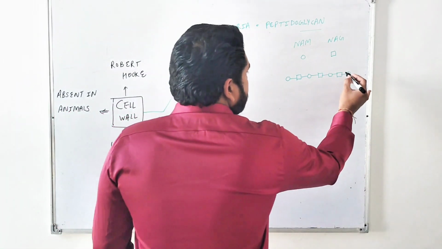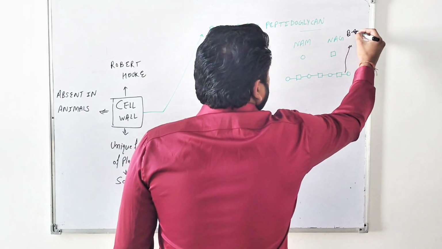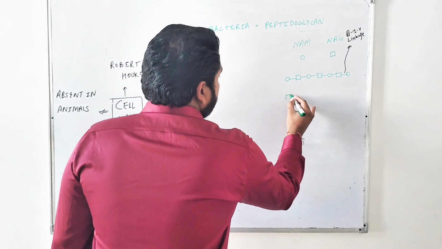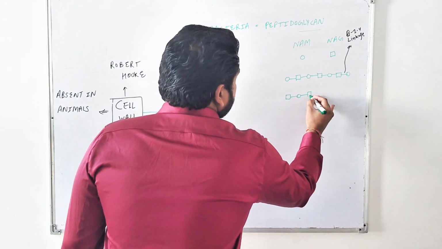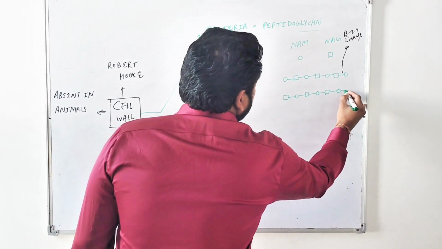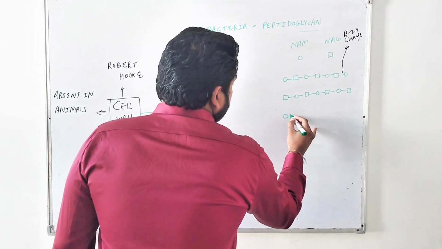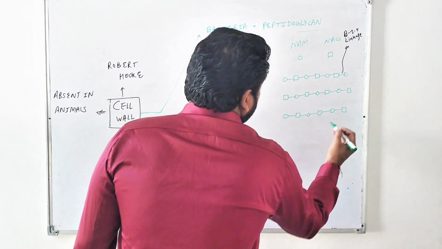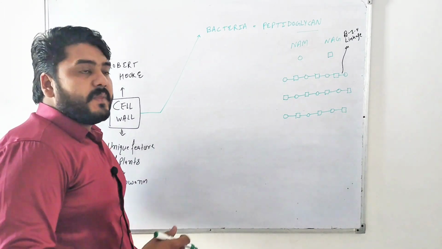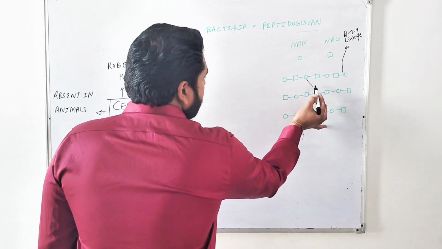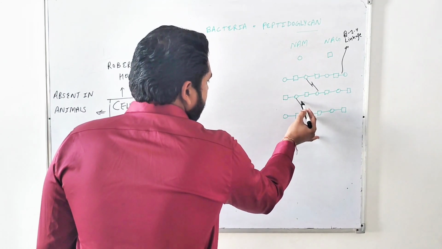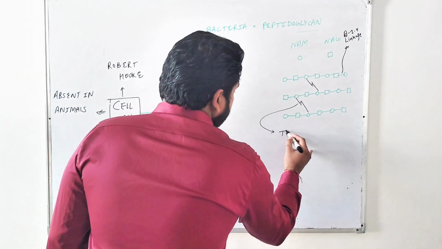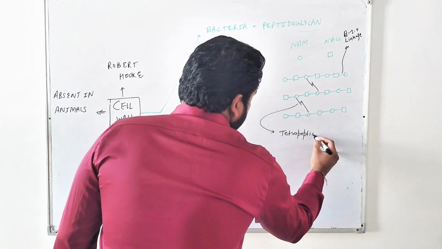And the bond which is present in these units is called what? Beta 1,4 linkage. In the same manner there is another layer, NAG, NAM, NAG, NAM, and another layer, NAM, NAG, NAM, NAG. These different layers are also interlinked by another type of bond. For example, this layer and this layer are linked this way. This bond which interlinks the different layers is called what, students? This is the tetrapeptide link.